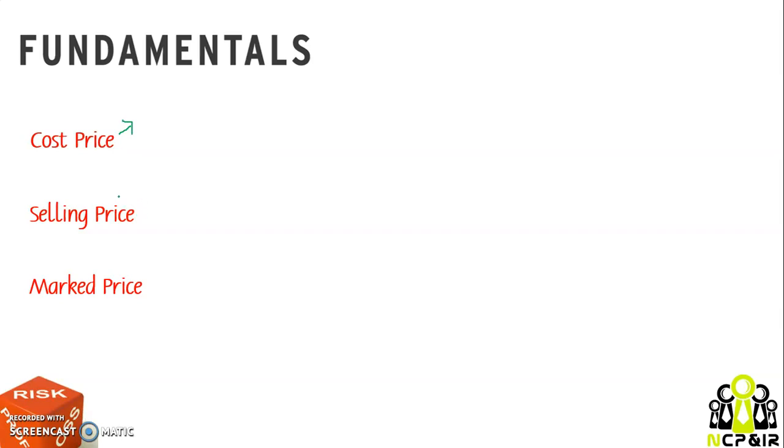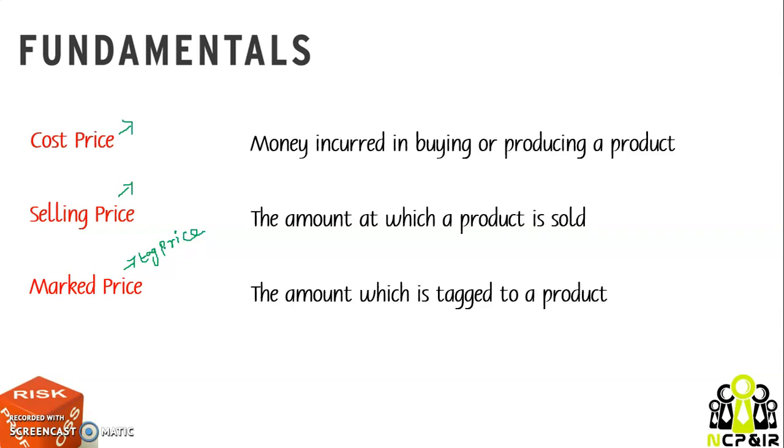Selling price is the price at which anything is sold. In fact, this is the actual money that is transferred between the two people. And marked price is also called the tag price. For example, any commodity will have a maximum retail price attached to it, and that is what we call the marked price.